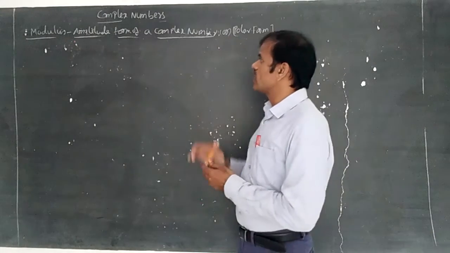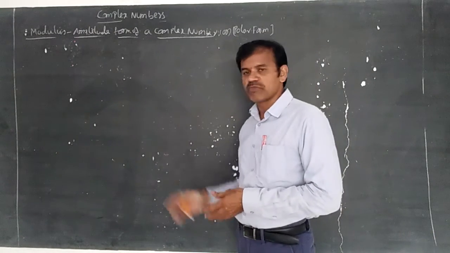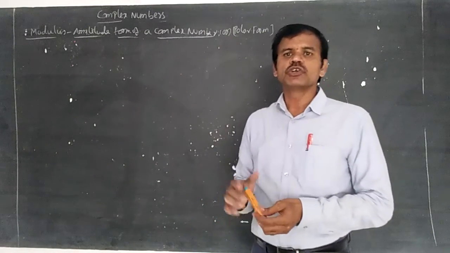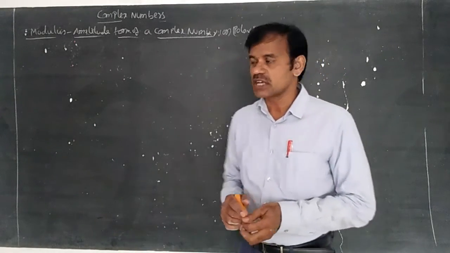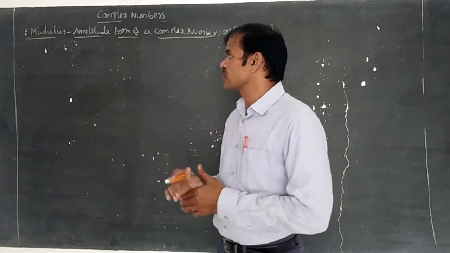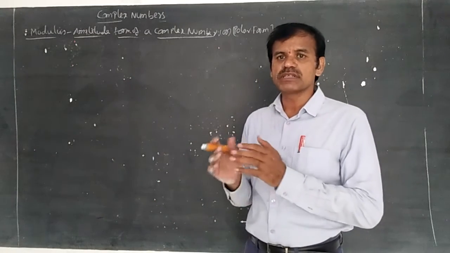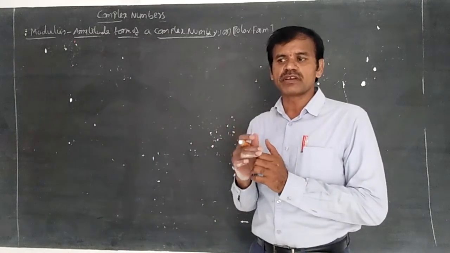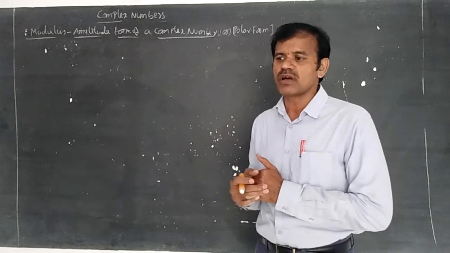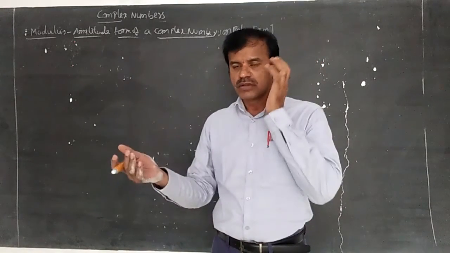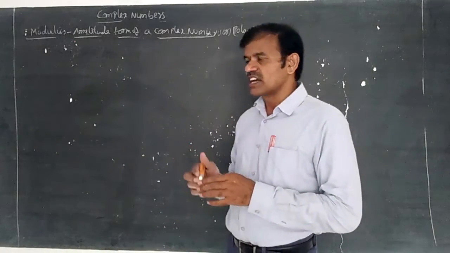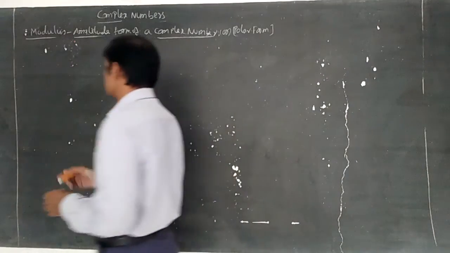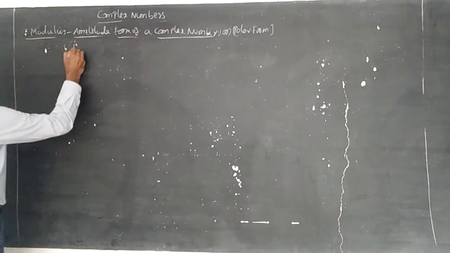In polar form, what we have learned is the angle 0 to 2 pi, in the positive direction of the x-axis. But in the negative direction it also depends upon the quadrant: quadrant 1, quadrant 2, quadrant 3, quadrant 4. According to the x-y positions, they have mentioned the conditions like this. Now we are going to discuss the conditions.